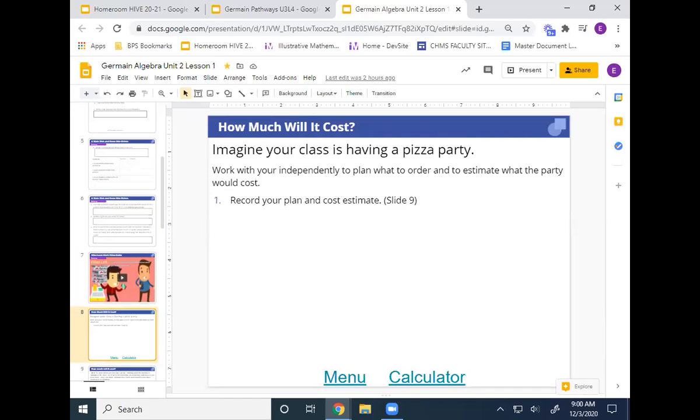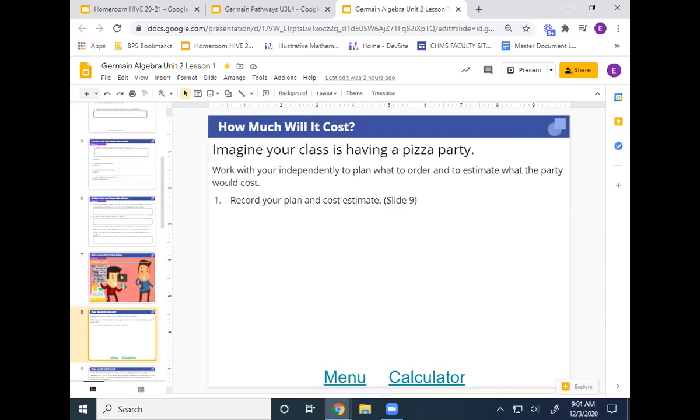It says, imagine your class is having a pizza party. We're having a pizza party, okay? Sometime before our midterm. It's not going to be during school, it's going to be an after school pizza party. We will actually be having a pizza party, I'm telling you right now, where we're going to be eating pizza and studying for the midterm.